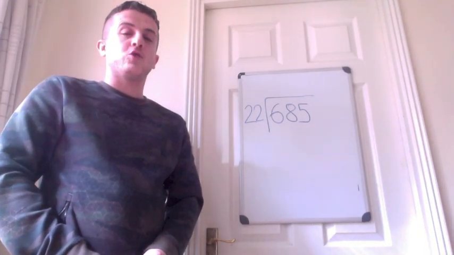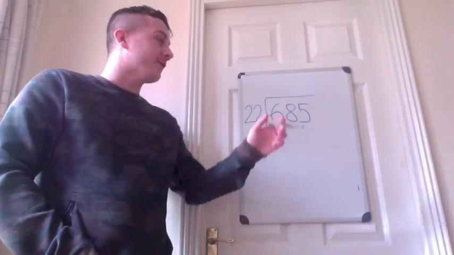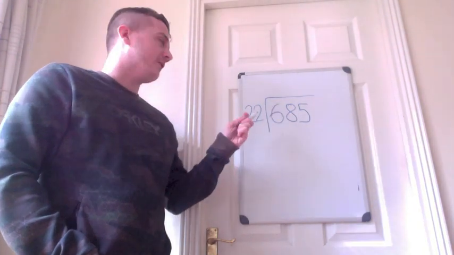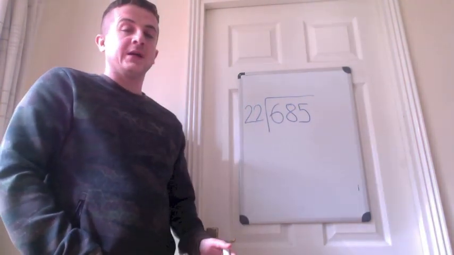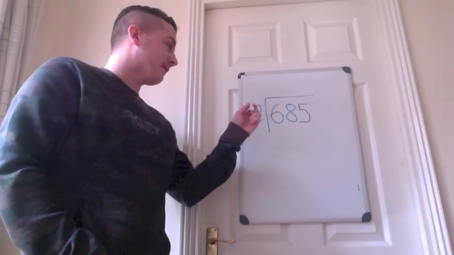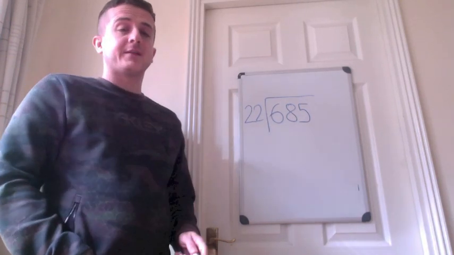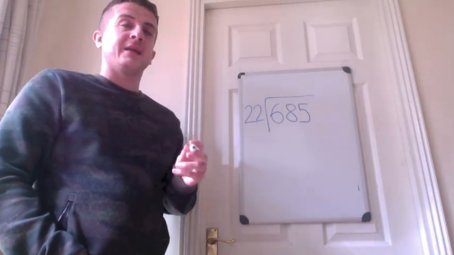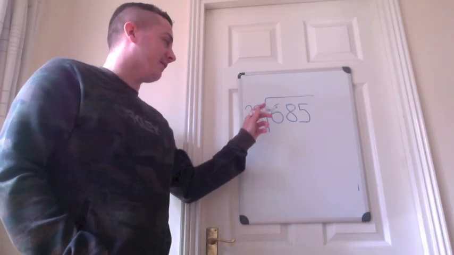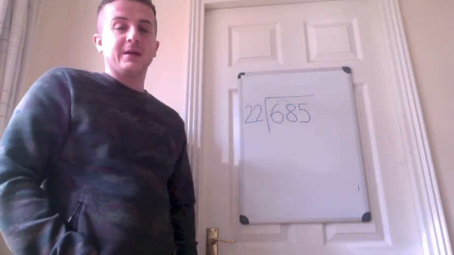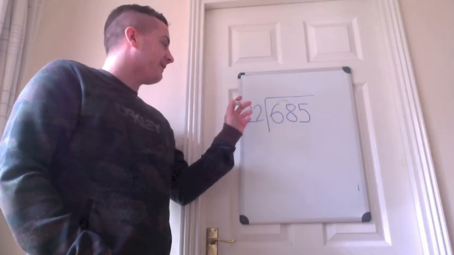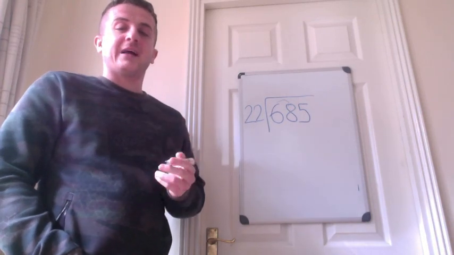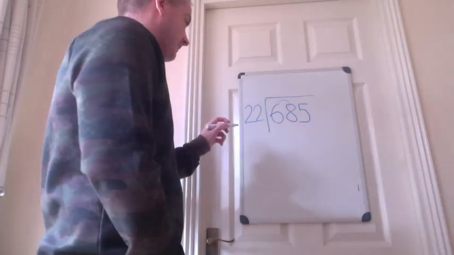Okay, let's get into question number 2 now. We've got 685 divided by 22. So the first thing I'm going to do is see how many 22s go into 6. And I can't do that, so then I'm going to take it as 68. I'm going to go onto both of them. So, how many 22s go into 68? I need to have a look at my 22 times tables.